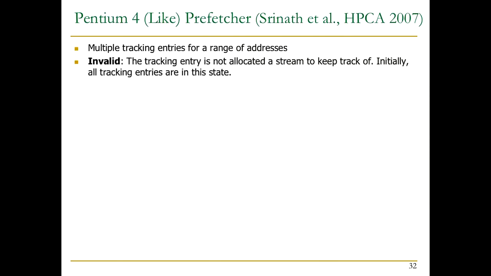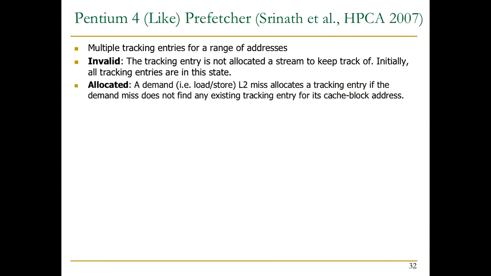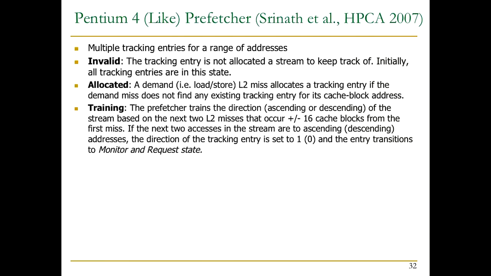This may be best to actually describe with a picture, but we'll get to it when we get to it. So initially, for memory regions, the tracking entry is not allocated to a stream to keep track of. Initially, all the tracking entries are invalid, basically. So when a demand miss comes, let's say it's an L2 demand miss, load or store, it doesn't matter, it allocates a tracking entry if it doesn't find any existing tracking entry for the cache block address. Now you start monitoring.